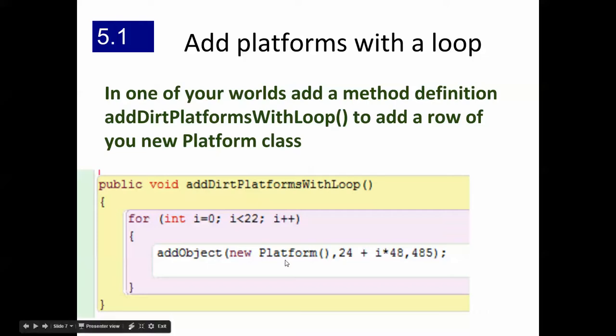I wanted 22, and obviously 48 is the width of my platforms. You're going to have to adjust that for the pixel width of your platform. And that's going to adjust how high or low you put it. So this should work. Give that a shot. That's going to go inside your world class. If you're going to do grass instead of dirt, change that to grass instead of dirt. Do it and see what happens.